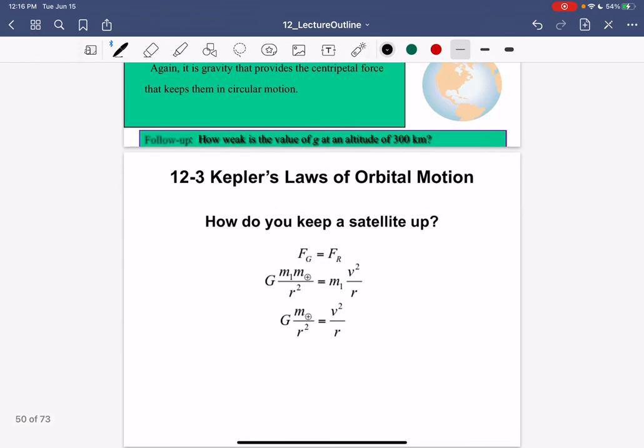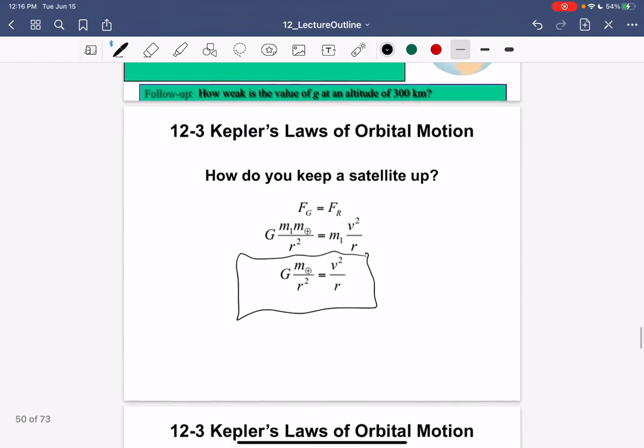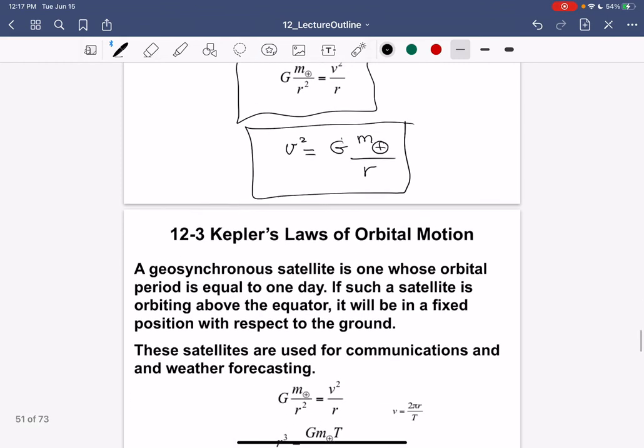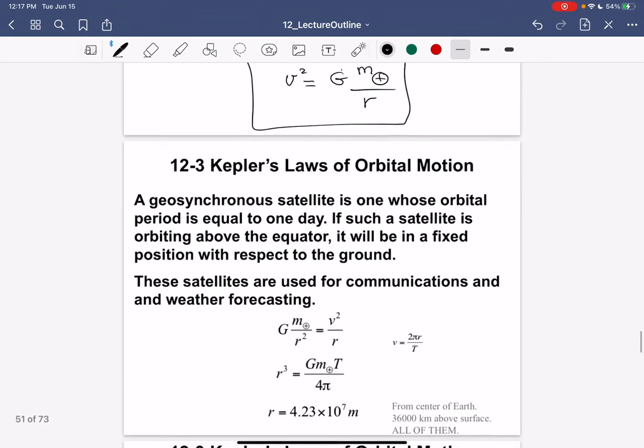Now, Kepler's laws of orbital motion, how do we keep the satellite up? We know that this is the equation that we are using for calculation of V. Then I will say V squared is going to be G m of the Earth divided by R. Then if I want to send a satellite in an orbit R, I should have that velocity satisfying this formula.